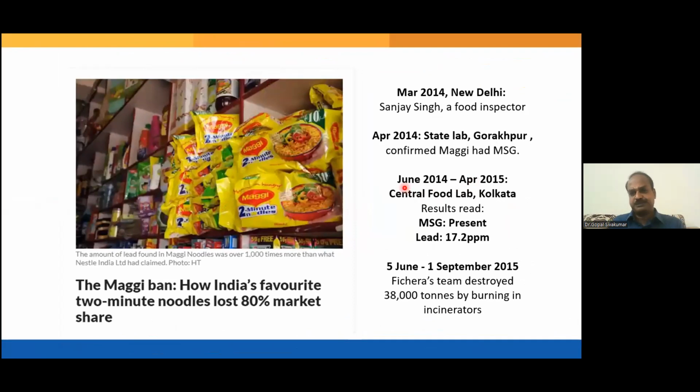And the first example, the Maggi case. We all know Maggi was banned in the year 2015, or 14 or 15, and the reason is the lead content was very high. There is a guideline for certain important things in any food item. For example, lead content is an important criterion as far as food items are concerned.